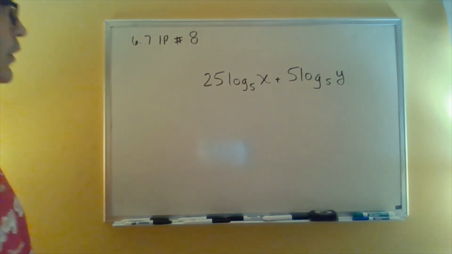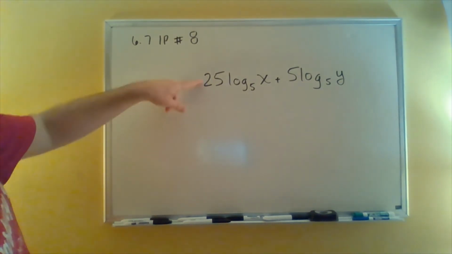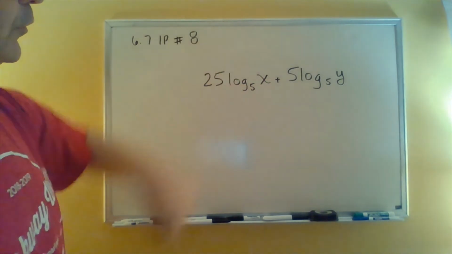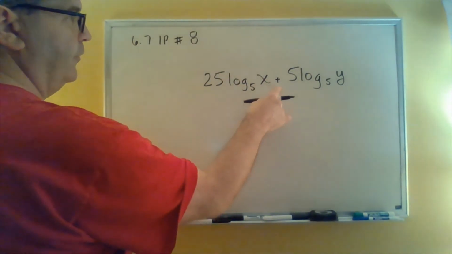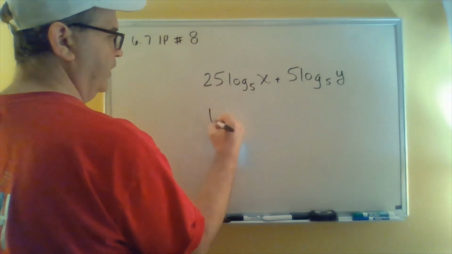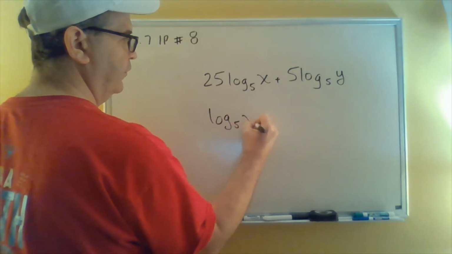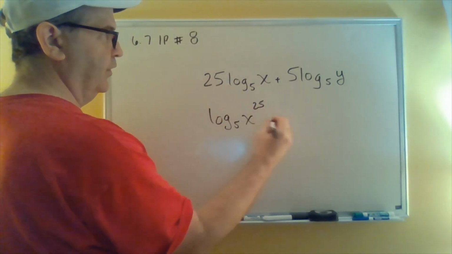For number 8, we are looking at 25 times the log base 5 of x plus 5 times the log base 5 of y. So again, we're going to be using our power property to move these coefficients into the exponent term. And our second step will be using the product property since we have an addition problem here. So let's employ that power property first. I'll get the log base 5 of x to the 25th power, moving that 25 into the exponent spot.